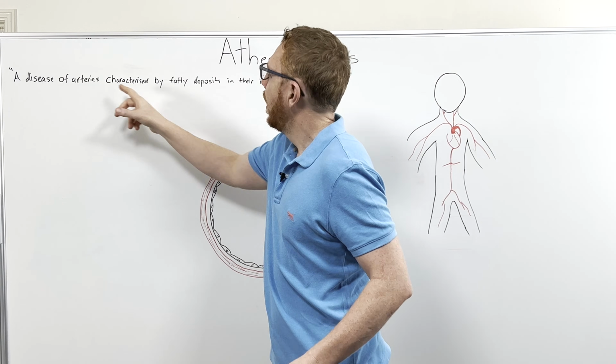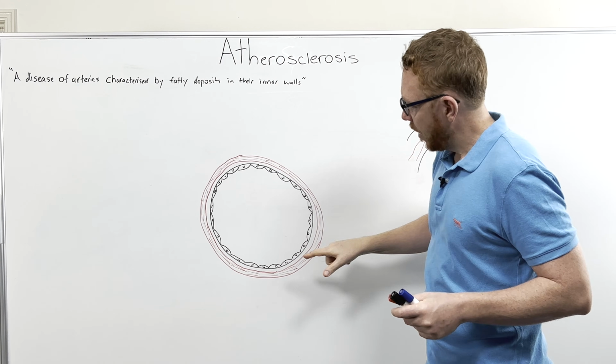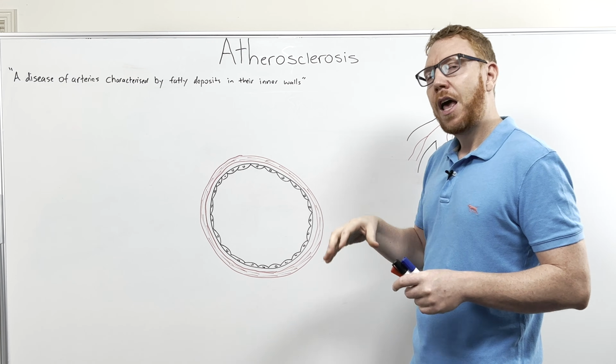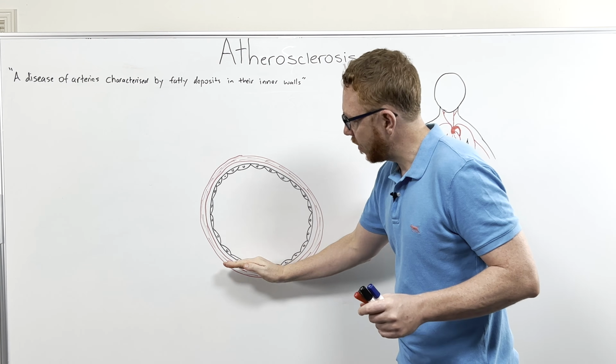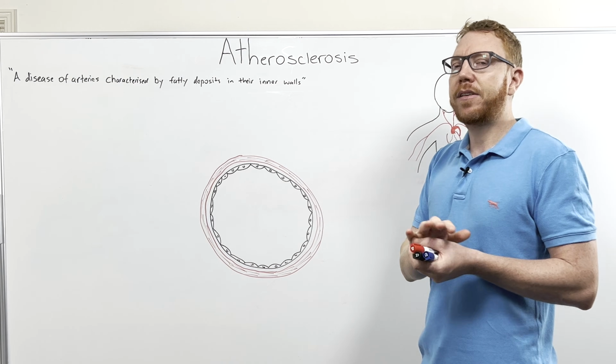So that's the arteries. In terms of the inner walls, it essentially means that the fat deposit goes into the intima. This is the tunica intima of the blood vessel. And we know that we have 3 layers. The intima is the most inner lining, closest to the blood. So that's the part of the blood vessel that's impacted.